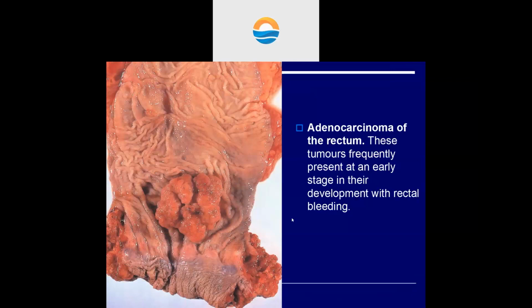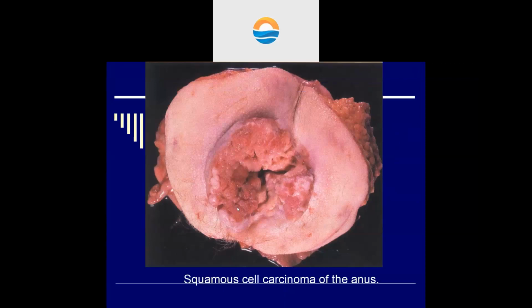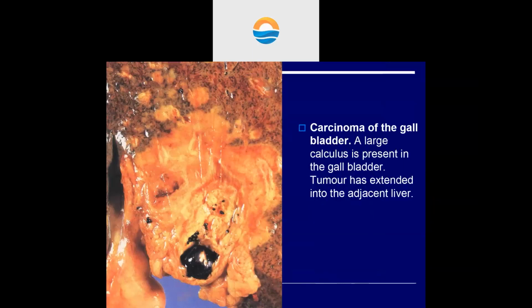Here you see the adenocarcinoma of the rectum. These tumors frequently present at an early stage in their development with rectal bleeding. Squamous cell carcinoma of the anus, because here you see the cell, the origin is squamous cell epithelium of the anus. Carcinoma of the gallbladder, a large calculus is present in the gallbladder. Tumor has extended into the adjacent liver.